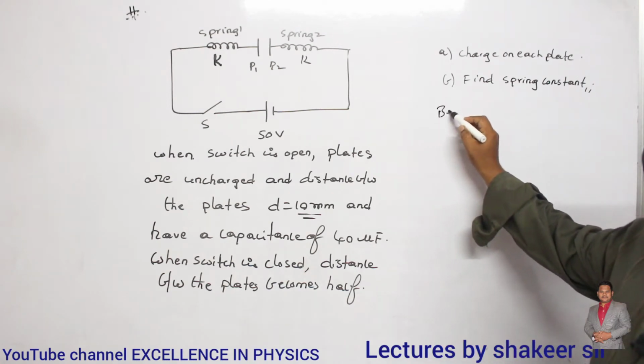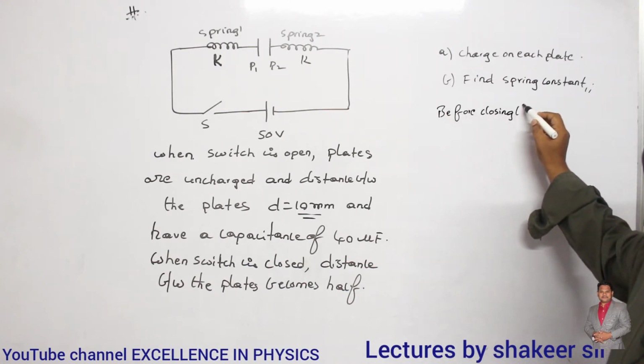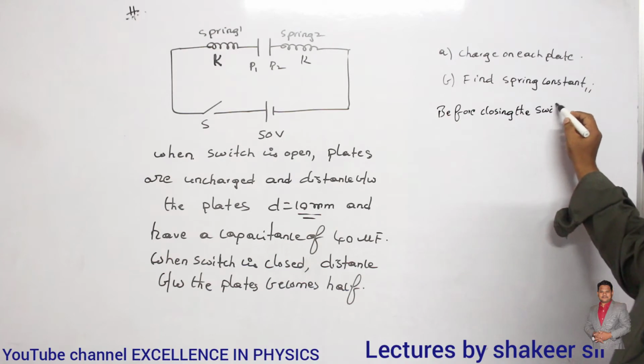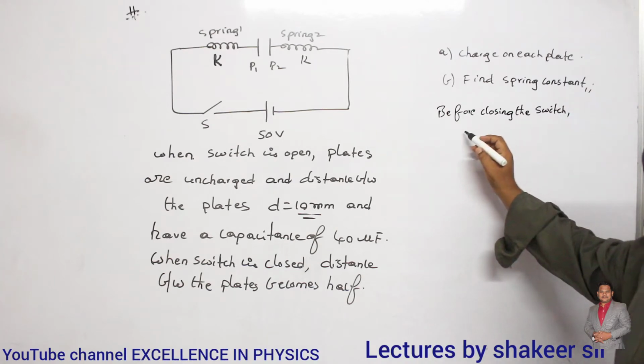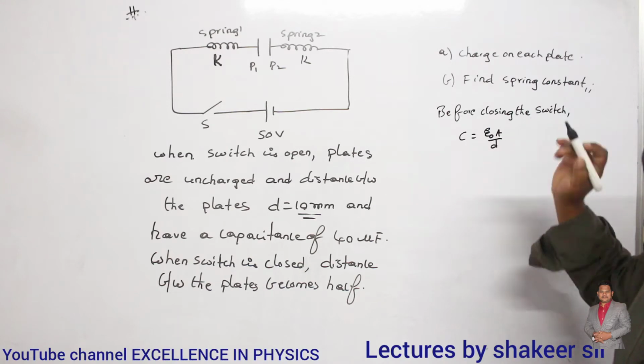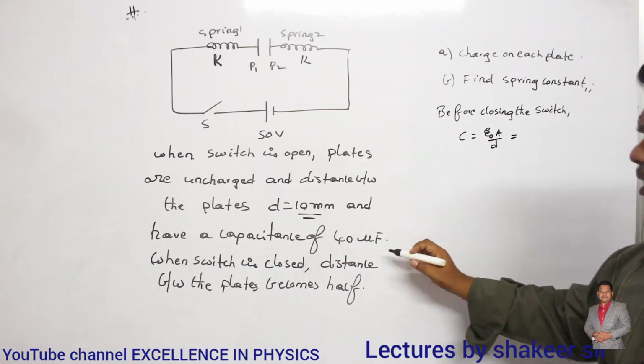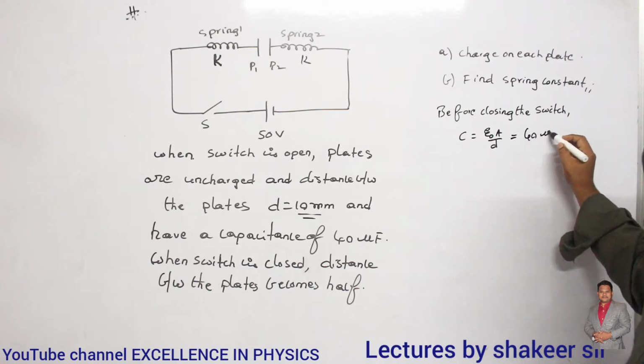So before closing the switch, what was the capacitance? Capacitance is equal to epsilon naught A divided by D. This is the formula for capacitance, no ma? And what is the value given? The value given is 40 microfarads.